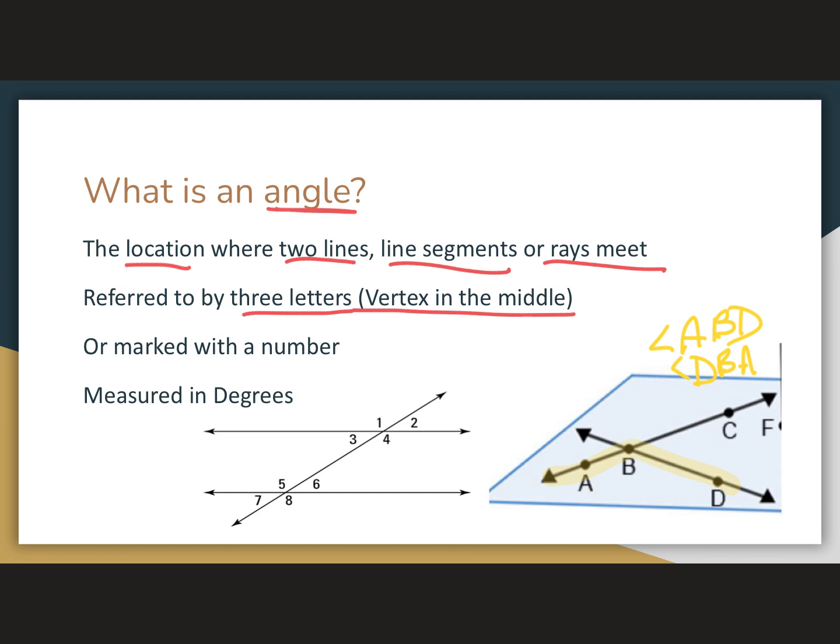Or they can be marked with a number. So you'll see I have angle 2. These are measured in degrees. We've talked a little bit about degrees before in math. So like this might be, let's say, 75 degrees. We can measure the degrees on it.